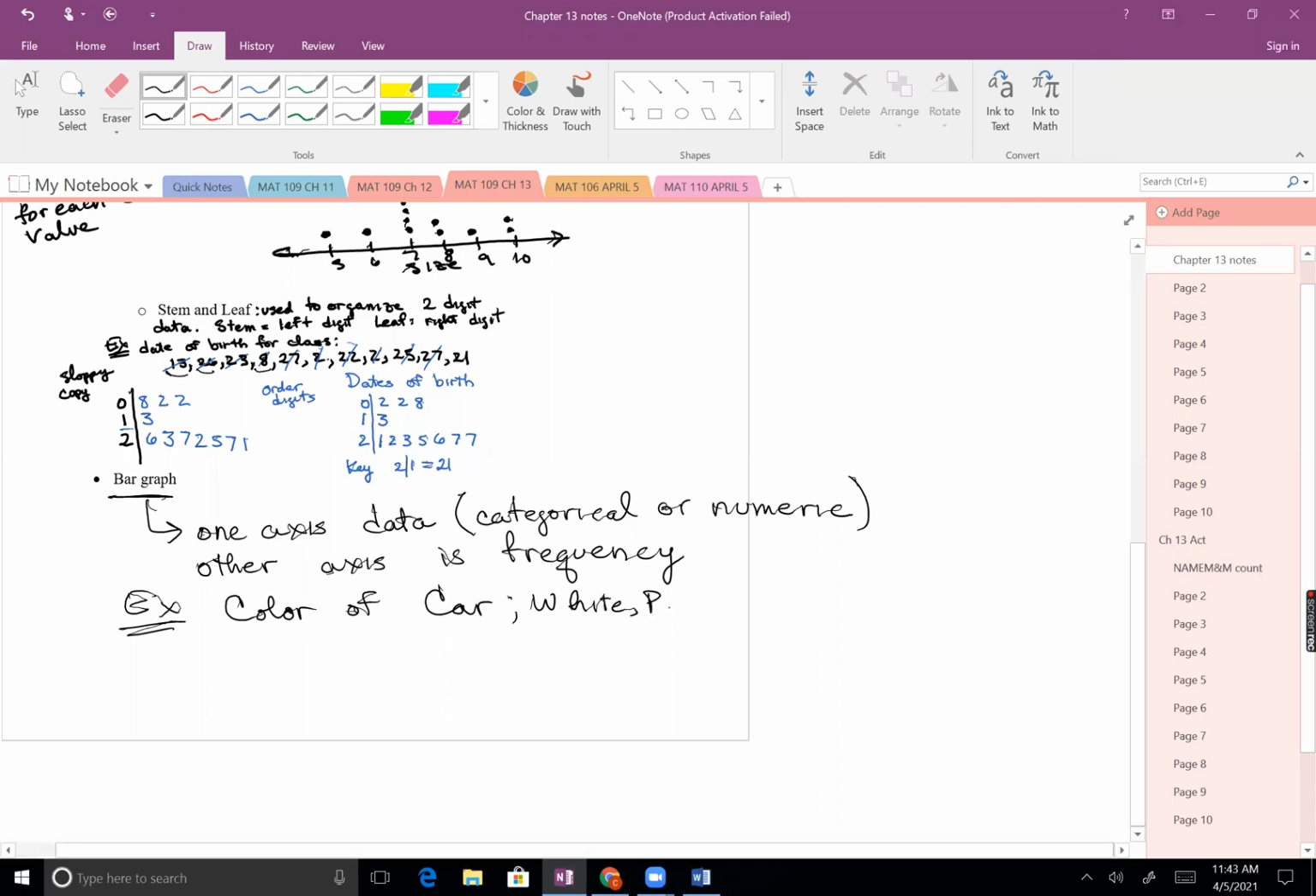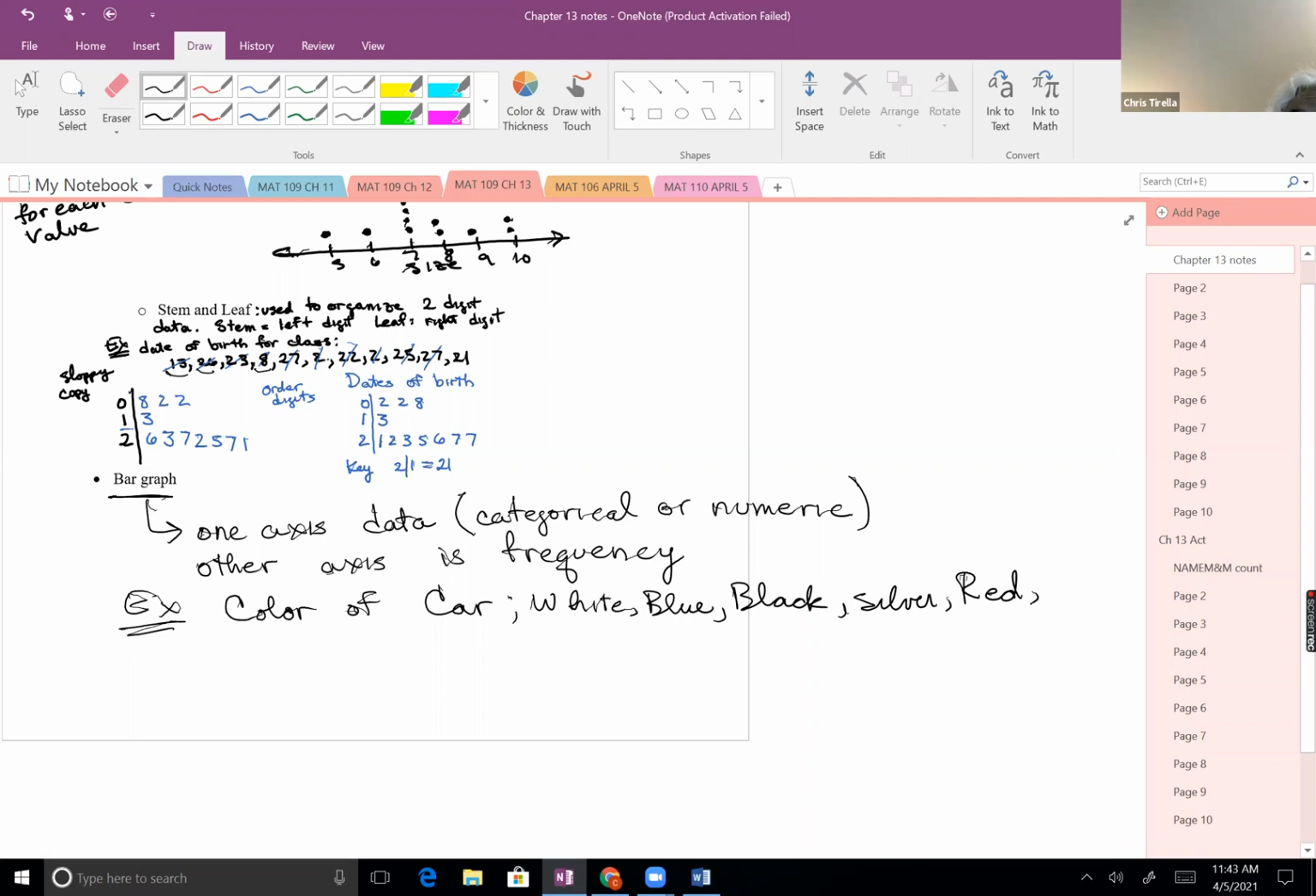Dark blue. Blue. What else? Black. Black. What else? Silver. Silver. Red. Red. Anybody else? Okay, I'm going to make a red. Okay, go ahead. Anybody else? White. White. Anybody else? White? Yeah. Anybody else? All right, well, let's just use those then.